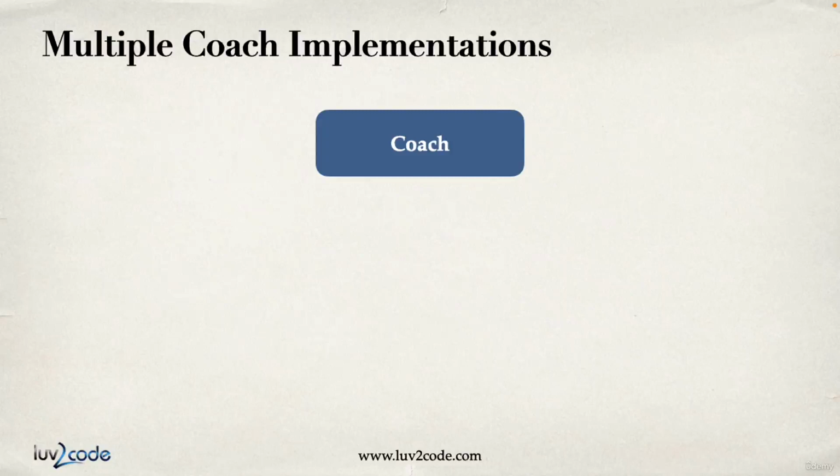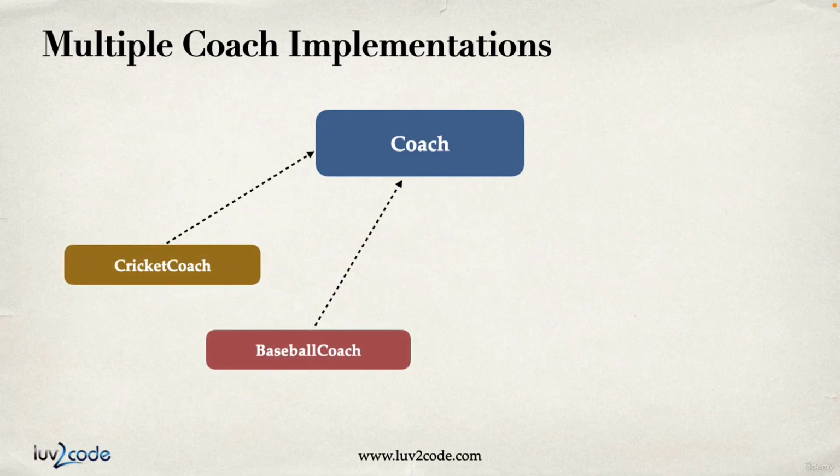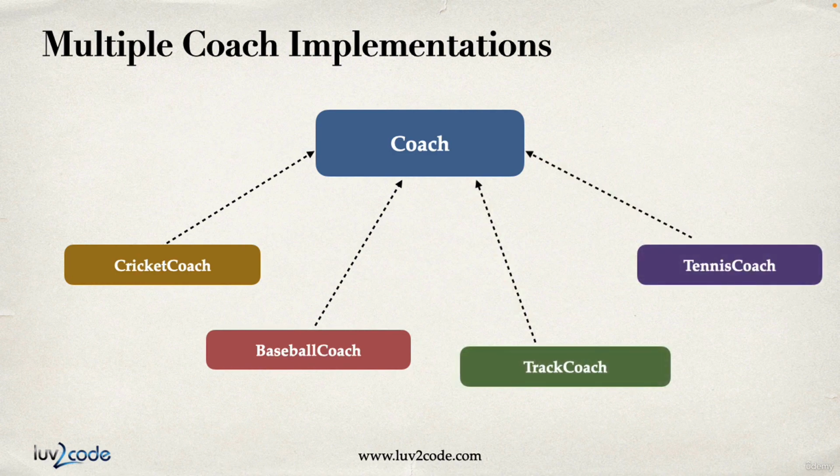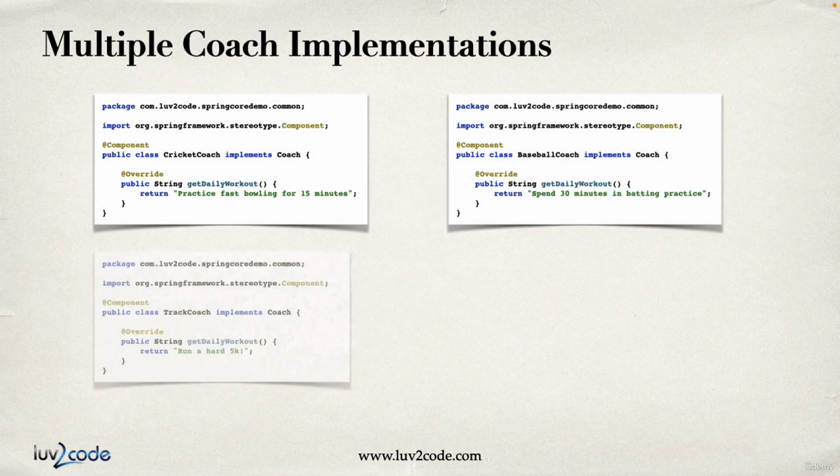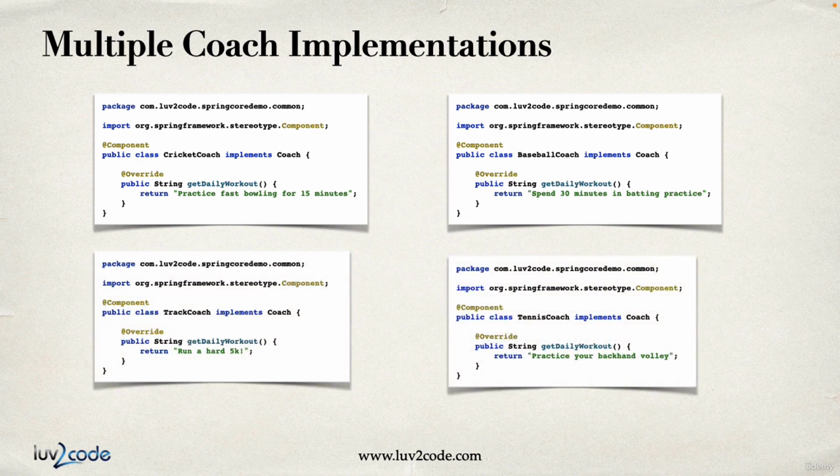So here's a diagram of our multiple coach implementations. So we have coach, cricket coach, baseball coach, track coach, tennis coach, etc. And then we have the actual source code for these implementations. So we have our cricket coach, baseball, track, and tennis all implement the coach interface. So when we ask for a coach implementation, which one will Spring pick?